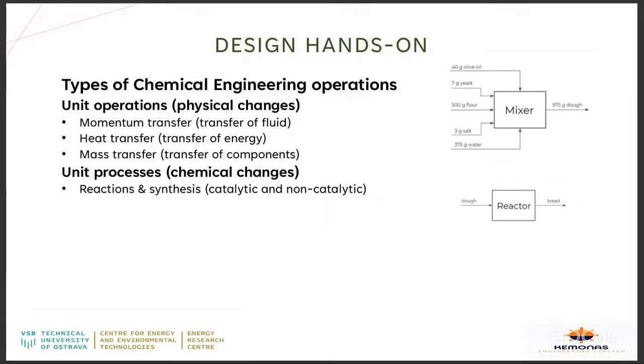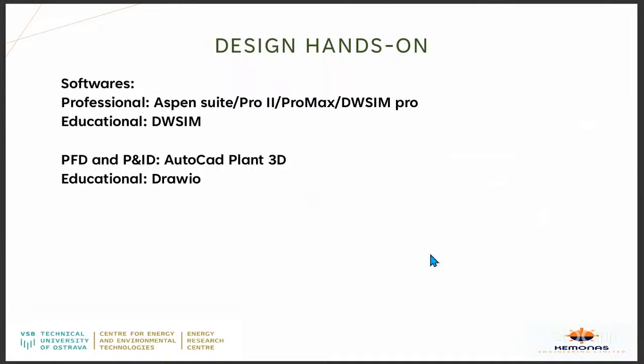So that being said, let's go to the thing we have. What software will we require for this? We're going to require Aspen Suite, Aspen HYSYS, Aspen Plus, Pro 2, Pro Max, DWSIM Pro. These are professional software and you need licensing for them. They cost a lot, from $2,000 per year upwards for an individual, and more for an organizational license. But for educational purposes, we will use DWSIM because it's open.